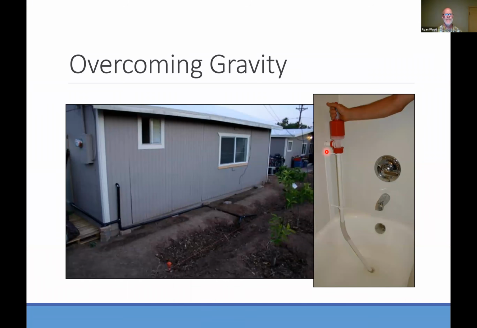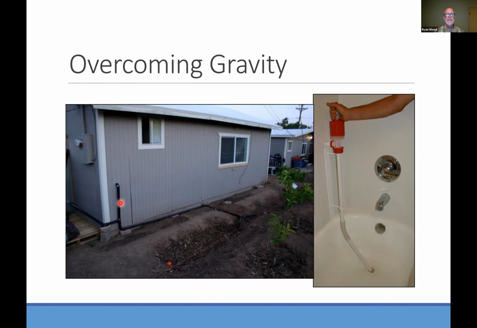Overcoming gravity. So this is an interesting way of overcoming gravity. Just a simple little hand pump placed inside. So this is inside where the bathtub is, and then the black pipe is outside of the bathroom. So the pump is going to get that water to pump and then start siphoning out.